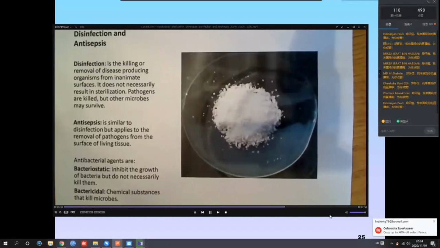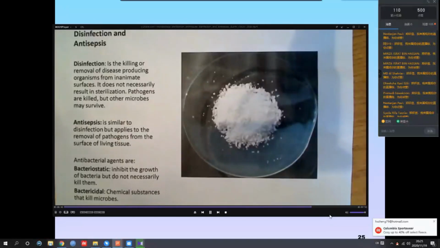Now, disinfection is a little different. Disinfection is the killing or removal of disease-producing organisms from inanimate surfaces. Think of a hospital, a surgical tool, a scalpel, for instance. You want to disinfect it. You want to get any kind of disease-producing organisms off of it. That might be a place where you would see disinfection occurring. It does not necessarily result in sterilization, though. So the pathogens are killed, but other microbes may survive.